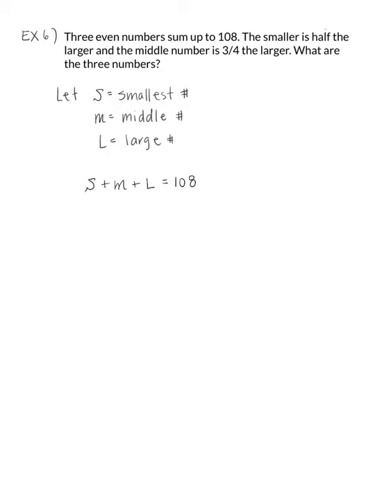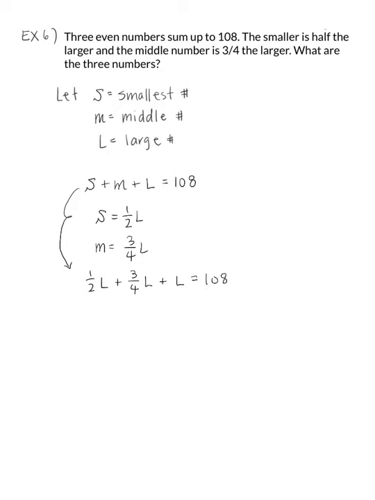Now let's read the next sentence. The smaller is half the larger. Okay, so that means that we know that the smaller is half of the larger. And then the middle number is 3/4 the larger. So middle number is 3/4 of larger. Okay, so now I think we can solve for L from here by plugging those S and M into the equation. So I'm going to take this equation and then replace S with 1/2 L, and then M with 3/4 L, and then we're gonna have another 1 L equals to 108, right?